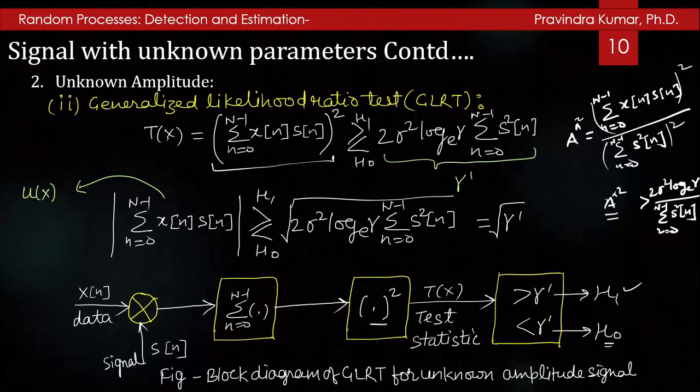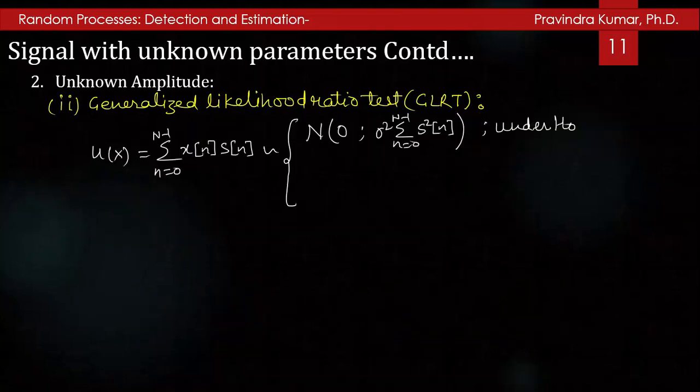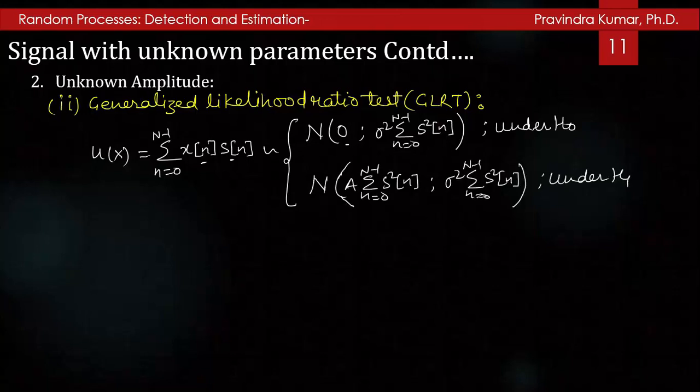And here let the mode of summation n=0 to N-1 x[n] s[n] be Ux. So you can see Ux, the summation n=0 to N-1 x[n] s[n], will have the normal distribution with mean 0 and variance σ² summation s²[n] under hypothesis H0, and under hypothesis H1 it will be a normal random variable with mean A times summation s²[n], and with variance σ² summation s²[n].